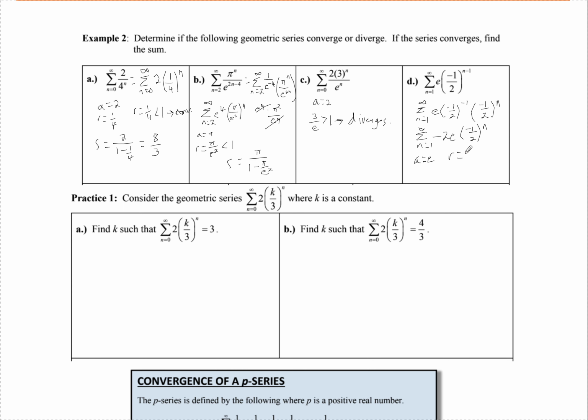My r value is negative half. The absolute value of negative half is less than 1, so it does converge, right? And then we can go ahead and do our sum, which would just be e over 1 minus our r value. So it's minus half, so it'll be plus half, and whatever that sum comes out to be.